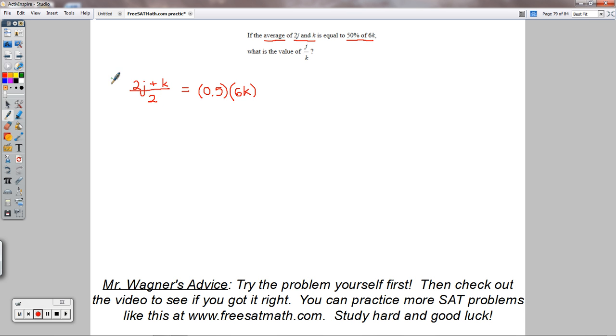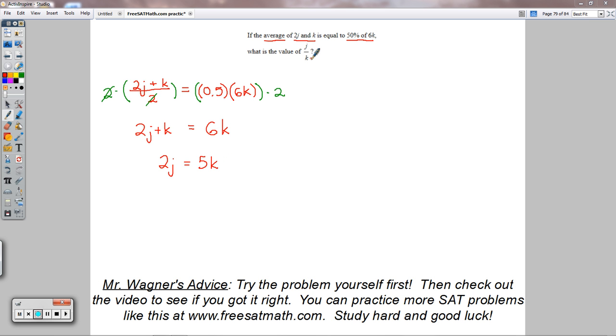I could multiply everything right away to get rid of the fractions. I like doing this to get rid of the fractions. Could multiply by 2. That would get this to cancel, but I'd have to do the same thing on the other side. This would leave me with 2j plus k equals 2 times the 0.5, or 2 times 1/2 would just be 1, so this would equal 6k. And so if I solved that, if I had j in terms of k, if I subtracted k, that would leave me with 2j equals 5k.